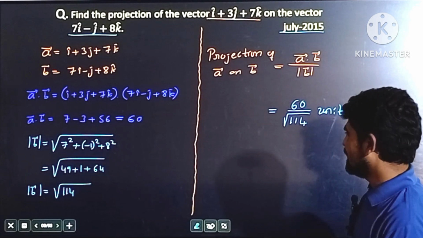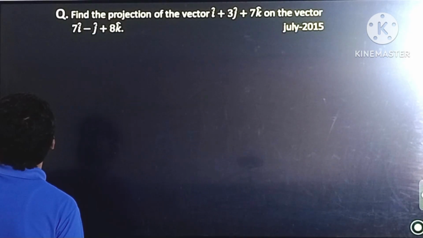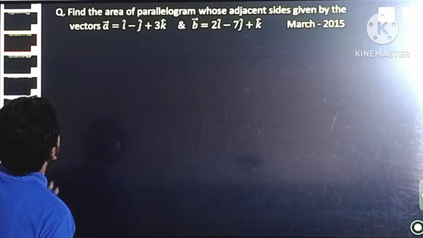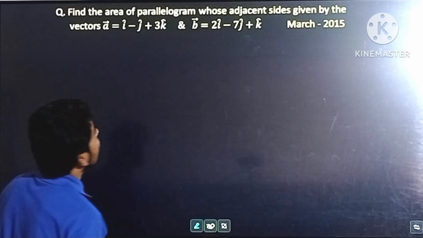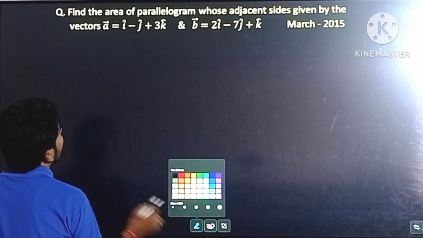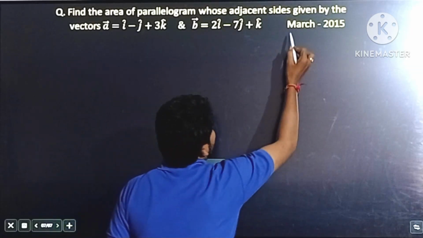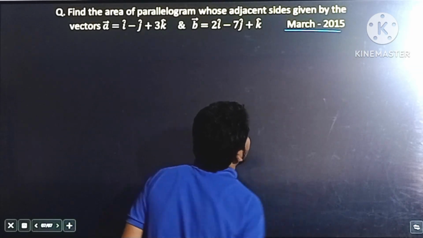Let's start the next question. The next question is, find the area of a parallelogram whose adjacent sides are given by the vectors A vector and B vector. This question was asked in March 2015.